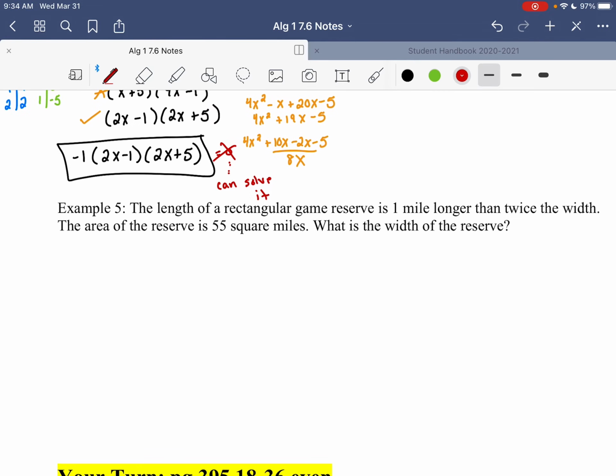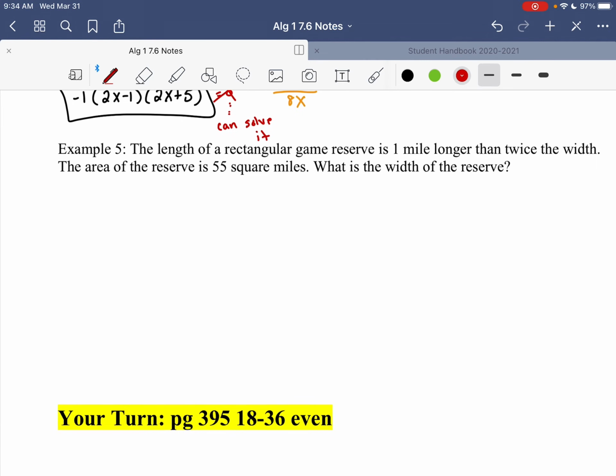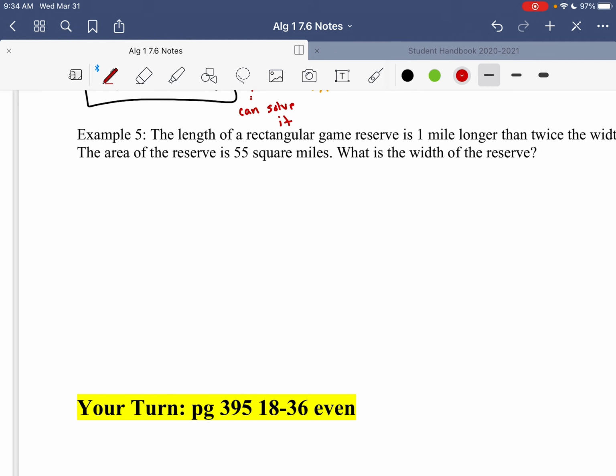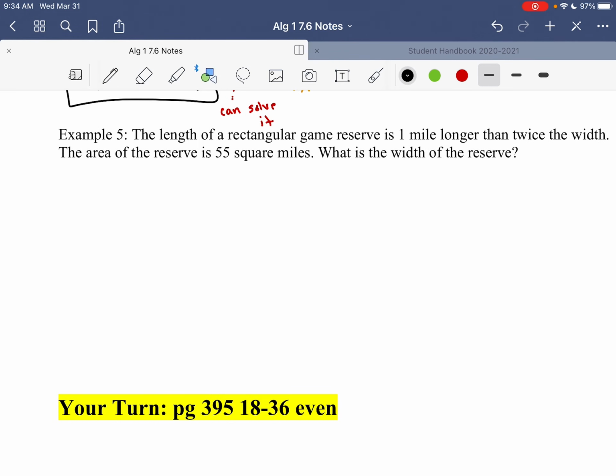So we can solve problems like this next one. Here, example 5. The length of a rectangular game reserve. So I'm going to go ahead and draw myself a rectangle.